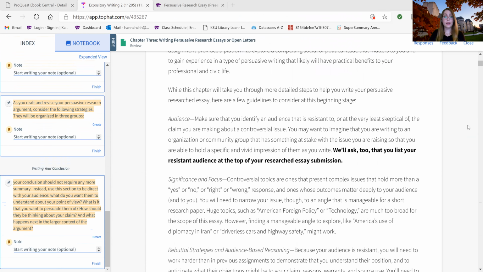So at the top of your essay, I ask that you list your resistant audience. Otherwise, it makes it near impossible for me to grade your Unit 3 essays because I don't know who you're trying to persuade. I don't know to whose assumptions, values, and belief systems you are attempting to persuade. So please list your resistant audience at the top of your essay.